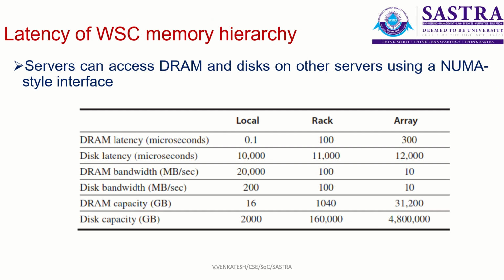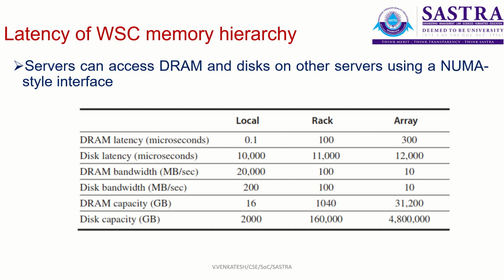for the connection between several servers. Now, latency. If you are going to store the data in memory, we have several kinds of memories available. One is called SRAM, one is called DRAM. In that case, what will be the latency? What will be the time duration to store the data? For that, this chapter gives some logical information. A server can access the DRAM, dynamic RAM, and a disk on another server using a UMA style interface, and what will be the time?